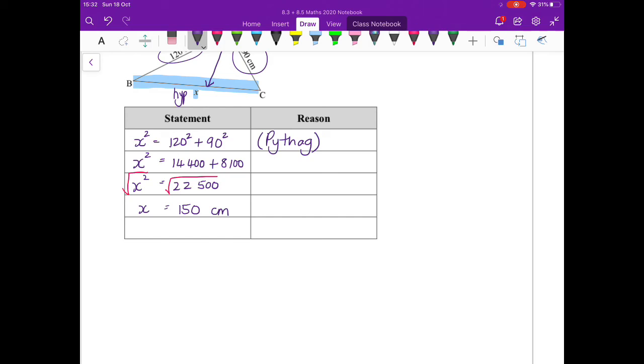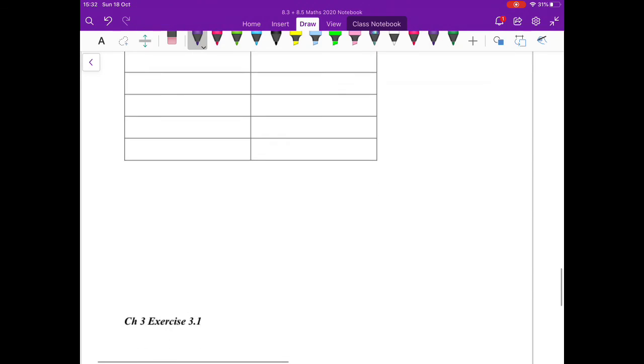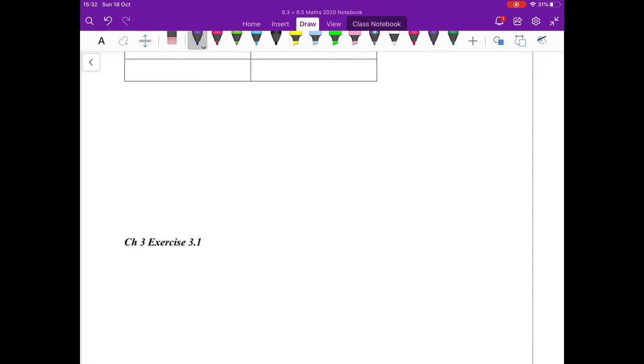So in this video, we're finding the length of the hypotenuse. I want you to go and try the test your understanding. And then there are more examples in chapter 3, exercise 3.1.